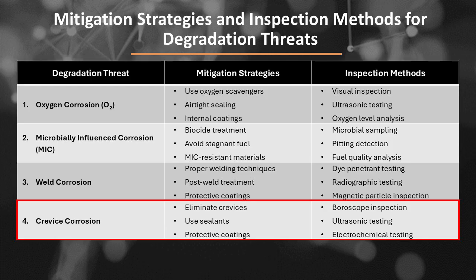Degradation threat number 4, crevice corrosion. Mitigation strategies for crevice corrosion may include, eliminate crevices, use sealants, and protective coatings. Inspection methods for crevice corrosion may include, borescope inspection, ultrasonic testing, and electrochemical testing.